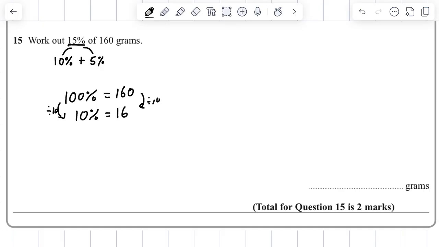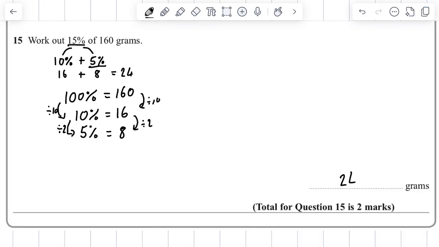So we found 10%, and now the second part of our strategy is to find 5%, and hopefully now you can see that's quite nice and easy, because we can halve 5%, so we can divide by 2, and dividing 16 by 2, you should hopefully see, gives us 8. So now we've got 10% and 5%, we can add them together. So 10% is 16, we said, and 5% is 8. So we can add them together. 16 plus 8 is 24. And that's our answer, because we've split up the 15% into 10% and 5% and added it together.